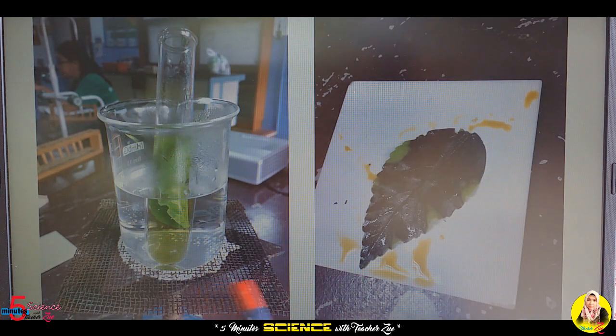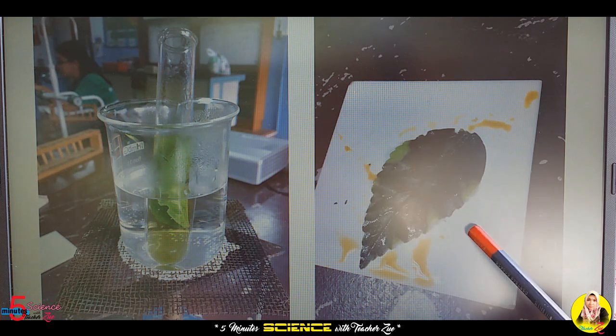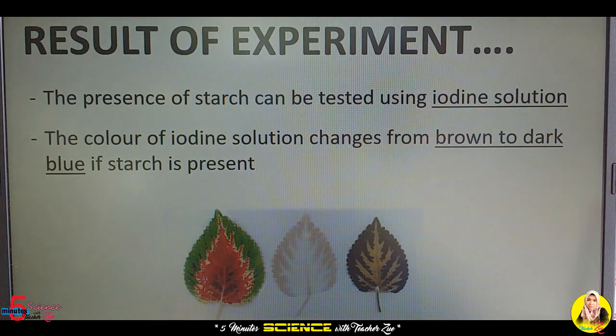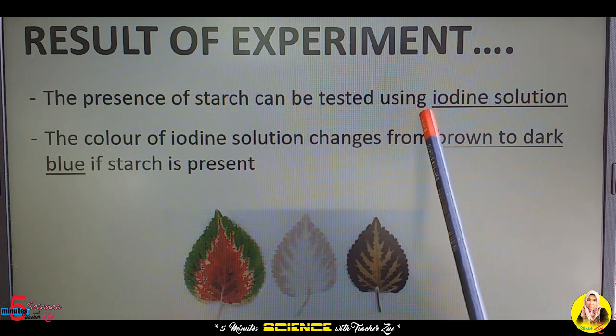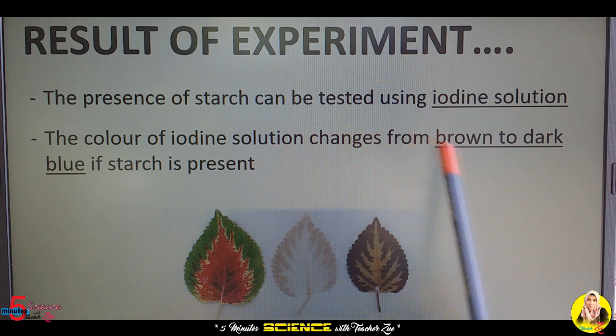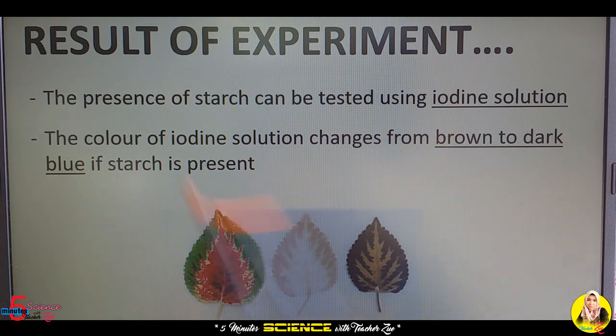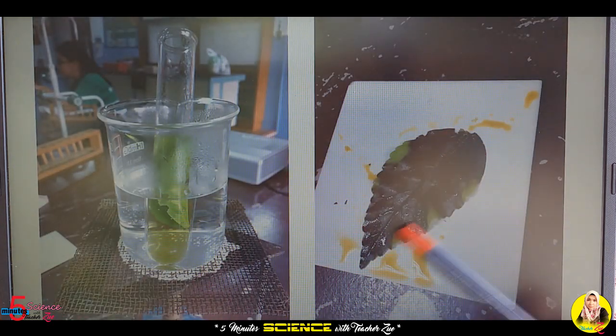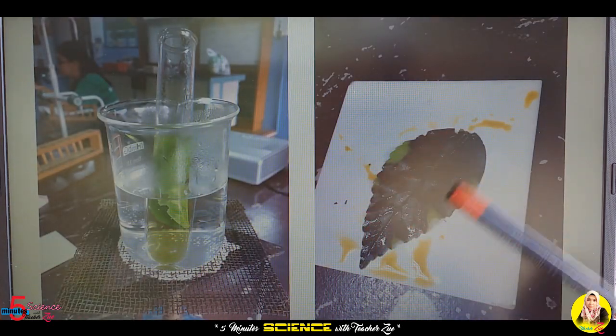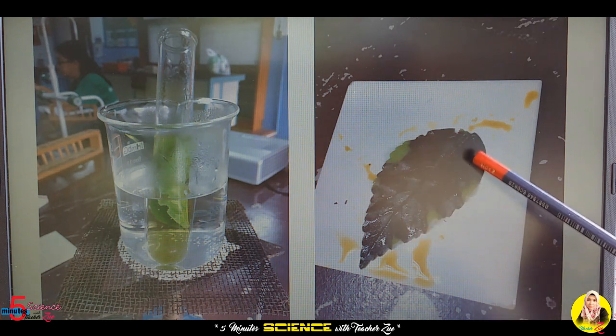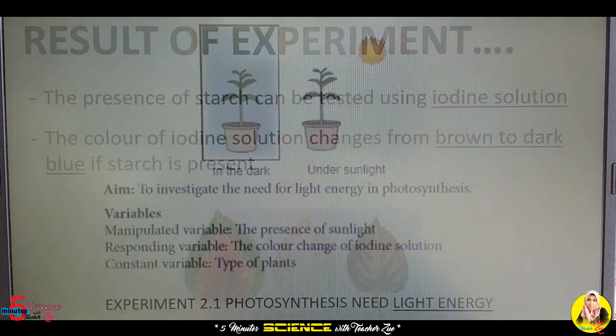This is an example of the experiment that I have done with my earlier students. Okay, this one, the leaf in the alcohol, and this one is the result. Result of the experiment. The presence of starch can be tested by using iodine. Iodine color is brown. If there is starch, it will turn to dark blue. Okay, look at here. Here we can see it becomes dark blue because here contains starch.